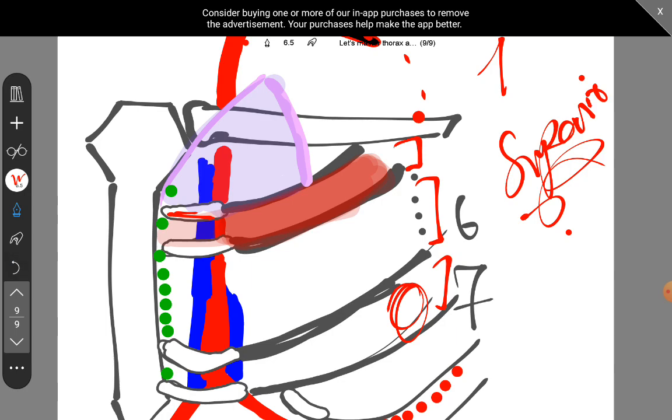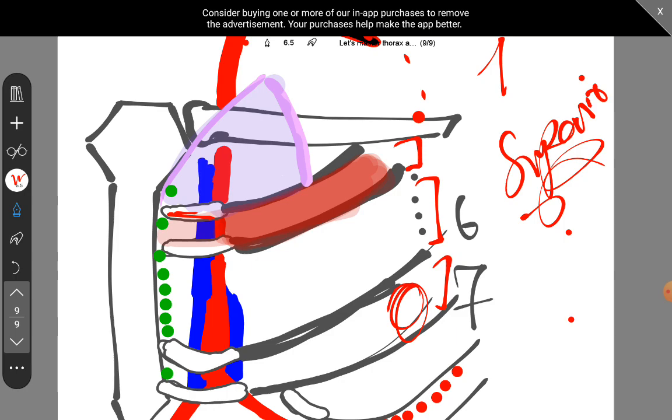So again, the relations. First, the sternal end of the clavicle, the upper 6 costal cartilages, the intercostal muscle, and the anterior intercostal membrane. There are two things left. What are they? The phrenic nerve and the brachiocephalic vein.